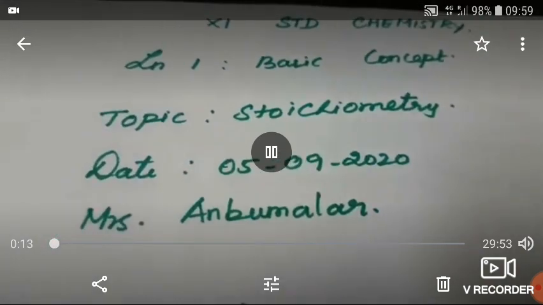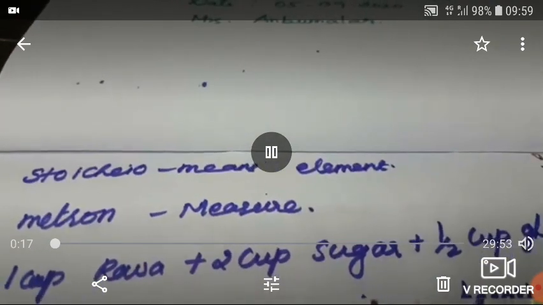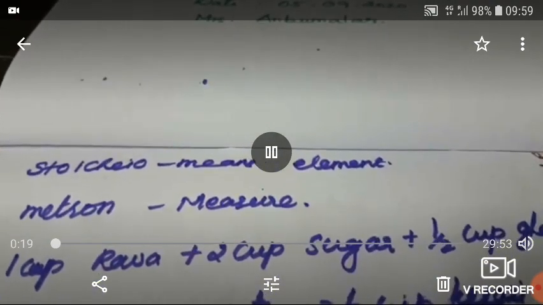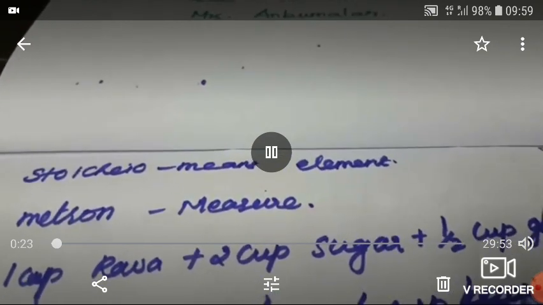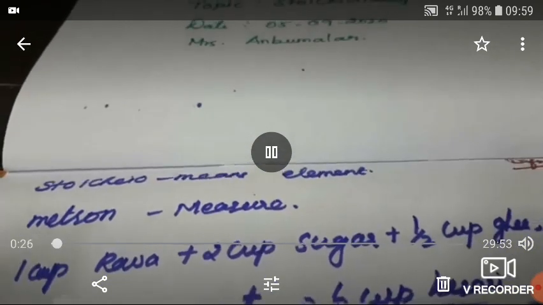Today we are going to see the topic stoichiometry. So what is meant by stoichiometry? Stoichio means element, metron means measure. Okay. So first we are going to see how to understand stoichiometry.